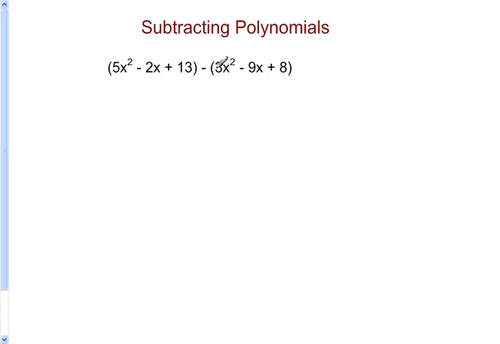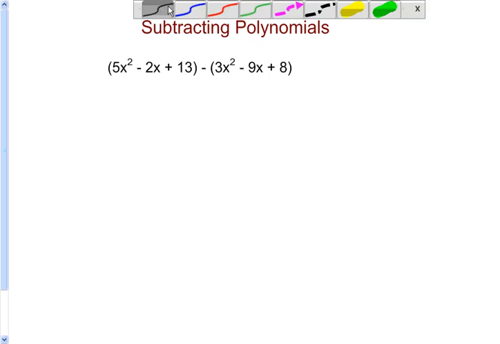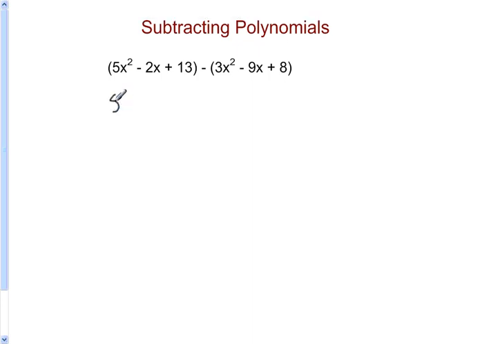This negative sign in front of the bracket does change all the signs on the inside. Remember, that's like having a negative and we're subtracting each one of these. So what I'm going to do is drop the brackets first and take into account that subtraction sign, or that negative sign outside the bracket. So 5x squared minus 2x plus 13.